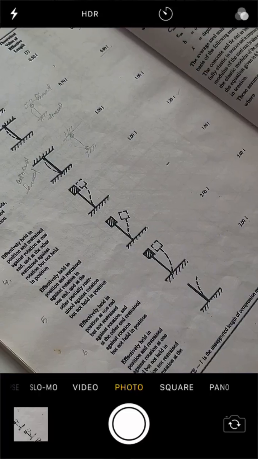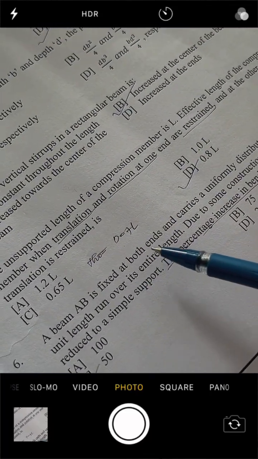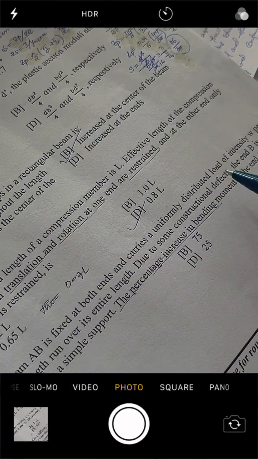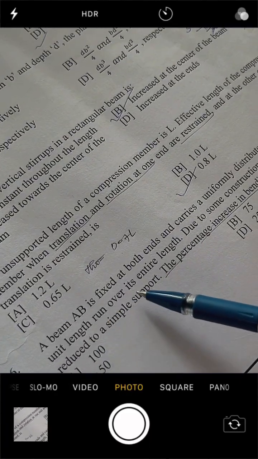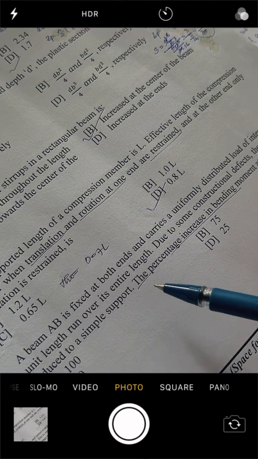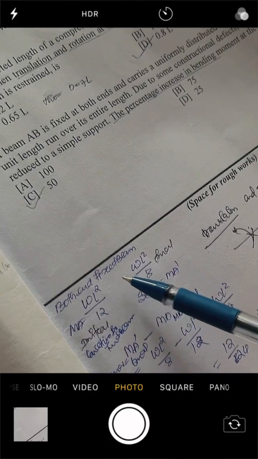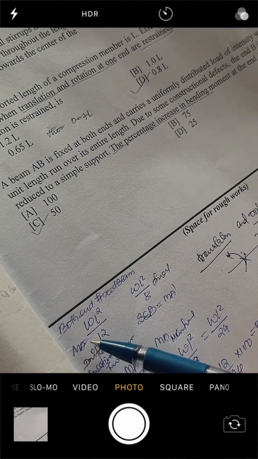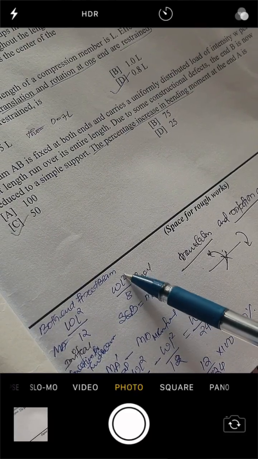And for question number 6, a beam AB is fixed at both ends and carries a uniformly distributed load of intensity W per unit length over its entire length. Due to some constructional defect, the end B is now reduced to simple support. The percentage increase in the bending moment at the end is asked here. As you can see, with both ends fixed, the initial maximum bending moment will be WL squared by 12.